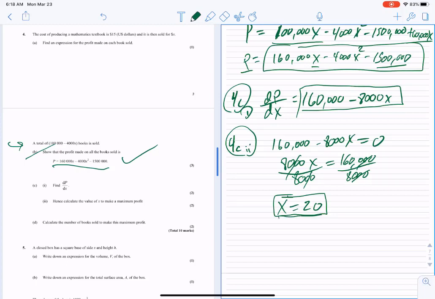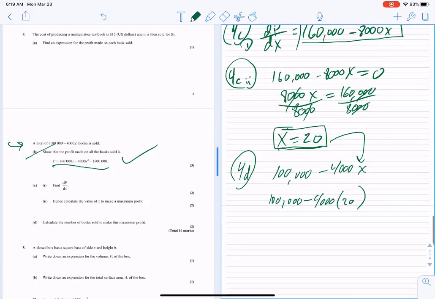The next question here is calculate the number of books sold that will make this maximum profit if I were selling at the selling price here. So I'm going to plug this back into the number of books sold. The total number of books sold, they tell me in the question, was 100,000 minus 4,000x. This is the number of books I'm selling. I'm going to plug this 20 back into here.